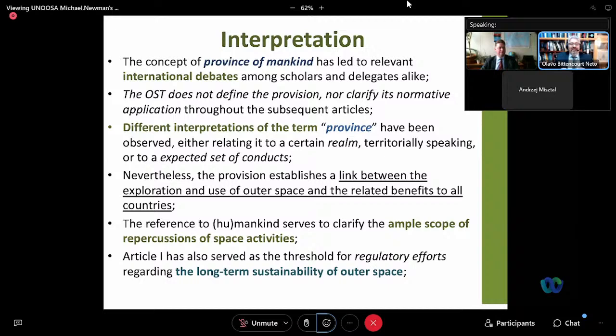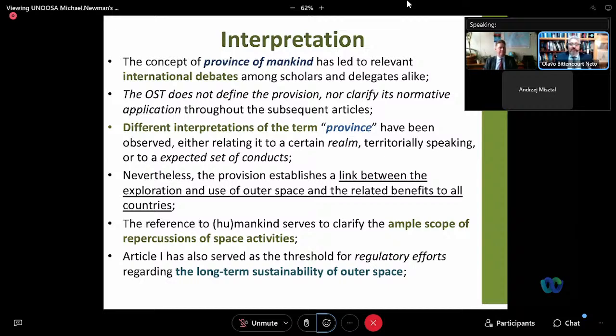And of course, Article 31 surely is going to be mentioned by my colleagues during the rest of this important event. Different interpretations of the term province have been observed in so many instances, either relating it to a certain realm or domain, territorially speaking, or to an expected set of conduct. Nevertheless, it seems clear that the provision establishes a link between the exploration and use of outer space on one hand and the related benefits to all countries. Reference to humankind in Article 1 also serves to clarify the ample scope of repercussions of space activities to everyone, which was anticipated by the delegates back then, irrespective of their nationality or country of residence.